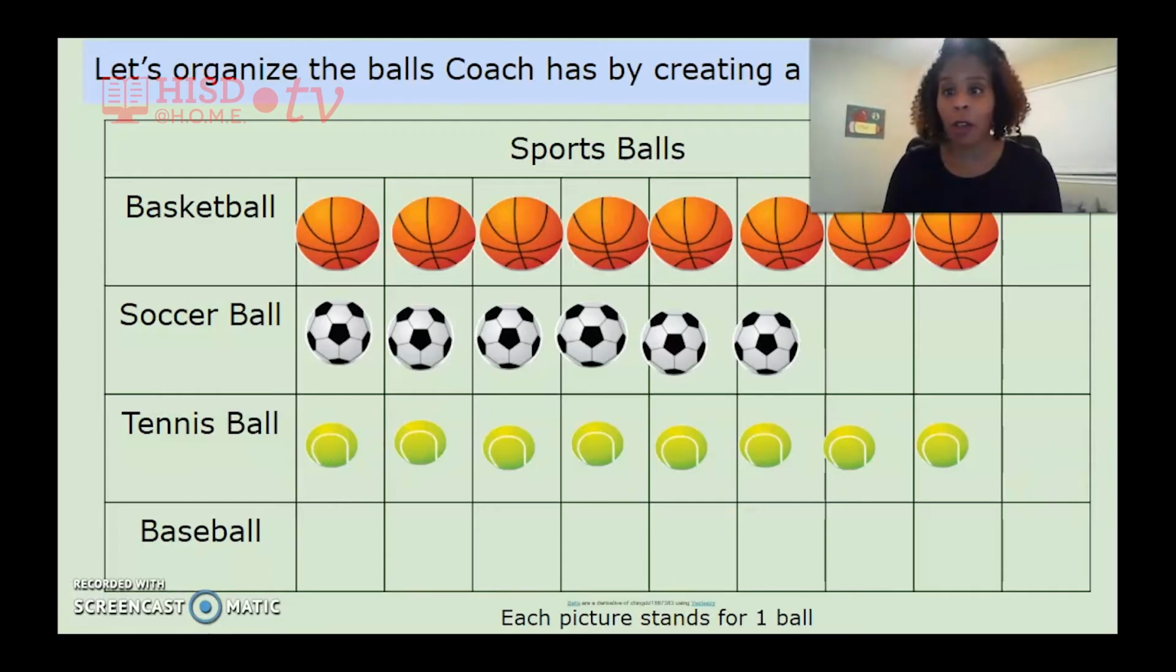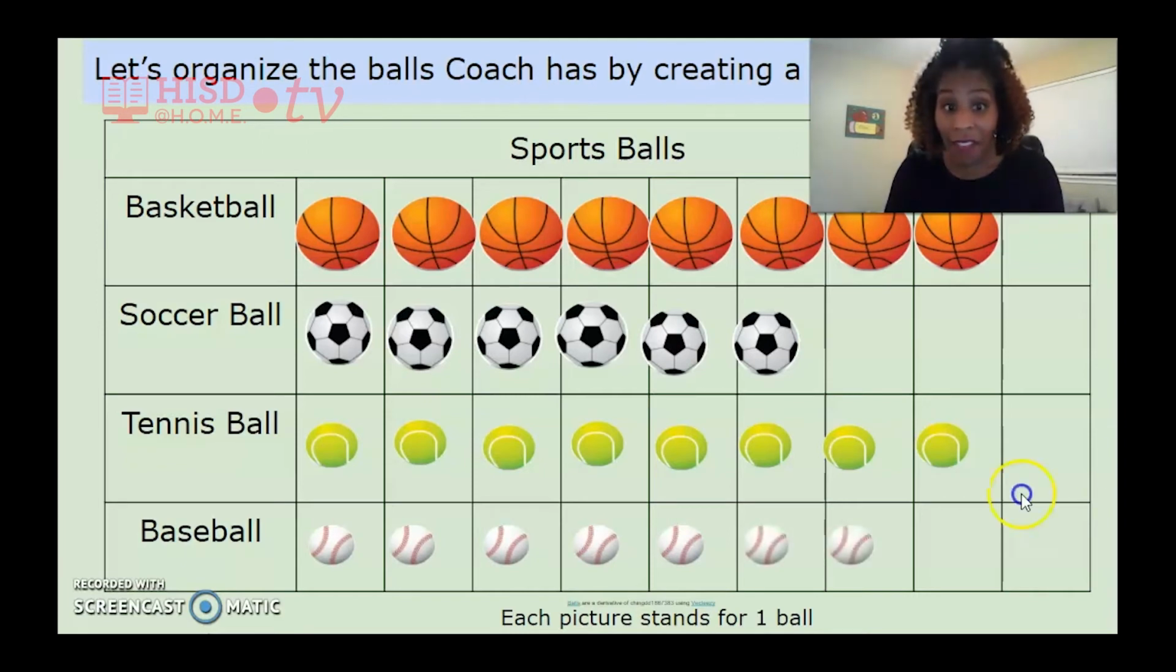Now, let's count the baseballs. 1, 2, 3, 4, 5, 6. Wow, it's 6 of those. Miss O'Neal said 7. I'm sorry, I'm clicking fast. He had 6. Let's go back over those numbers again.